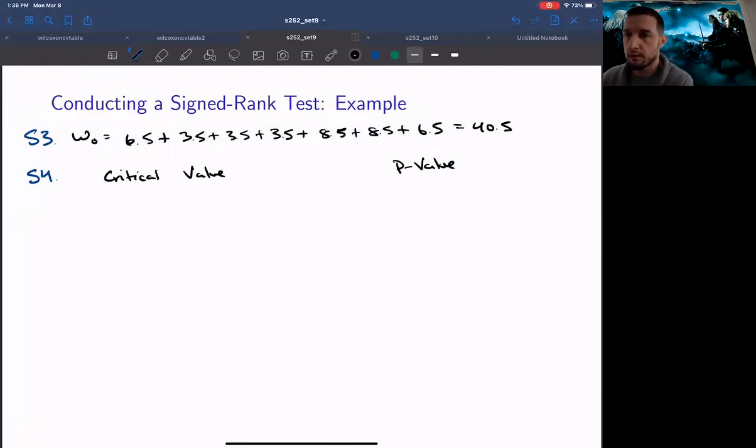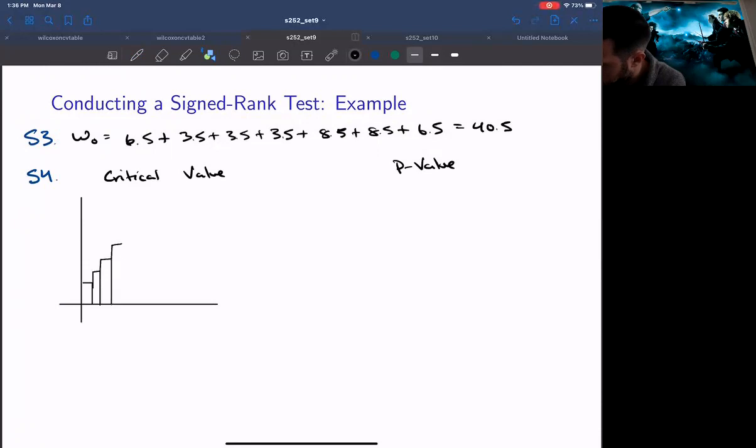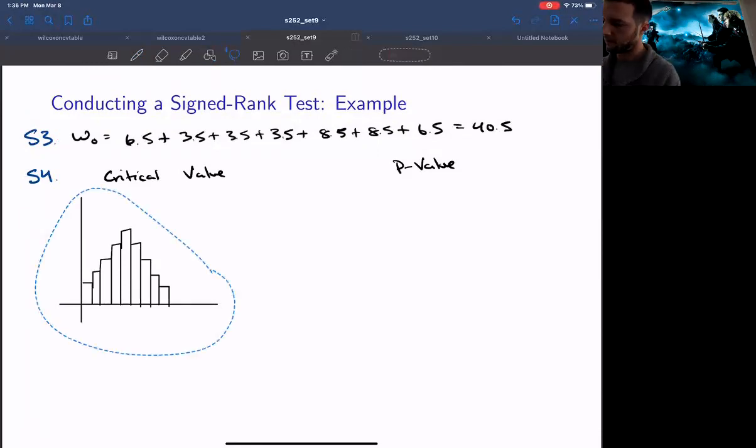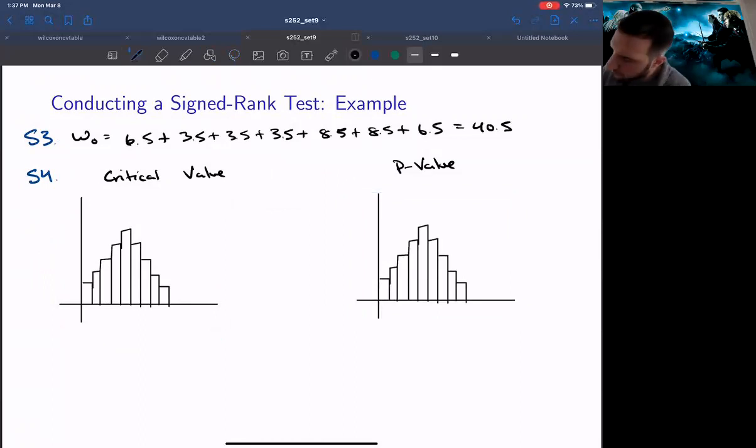Okay, so now we can take either the critical value approach or the p-value approach. Okay, so just like before, this is going to be 0, this is going to be 0. The value here is going to be 9 × 10/2, so n × (n + 1)/2, which is 45. Same thing here, 45. All right, we're testing at the 5% significance level. So we'll just sketch these two, for example.